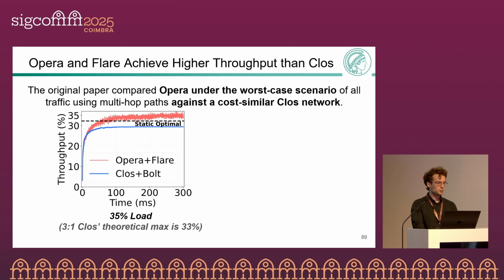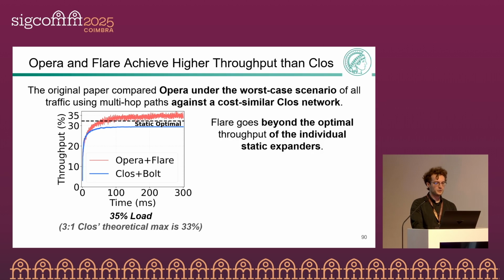So here we plot throughput on the y-axis over time on the x-axis. And we finally see that Opera, combined with Flare, achieves higher throughput than the cost-comparable flow network combined with Bolt, which we found to be the best algorithm for it. But the more interesting thing is that the traffic load we input is 35%. So this traffic input, in theory, should be beyond the optimal throughput of each individual expander in Opera.